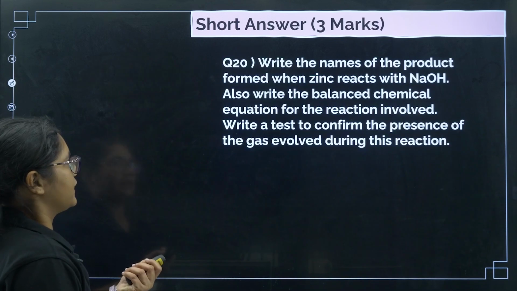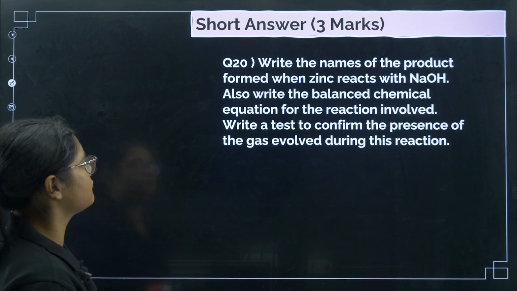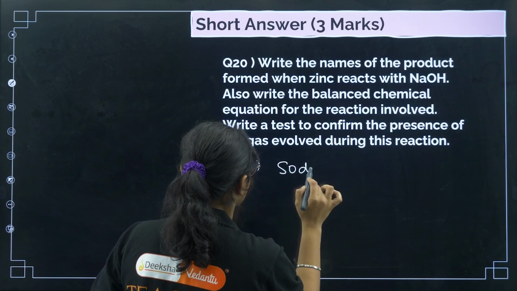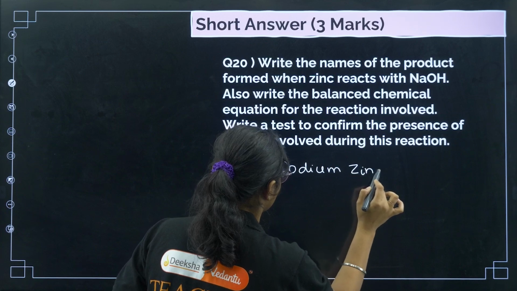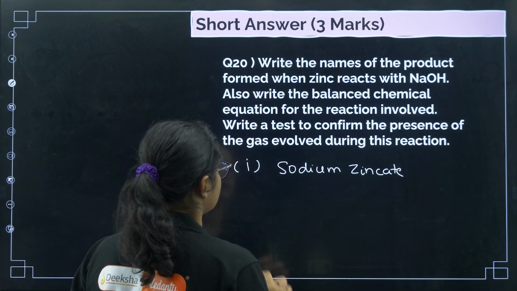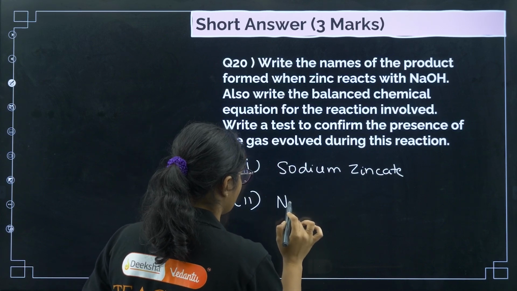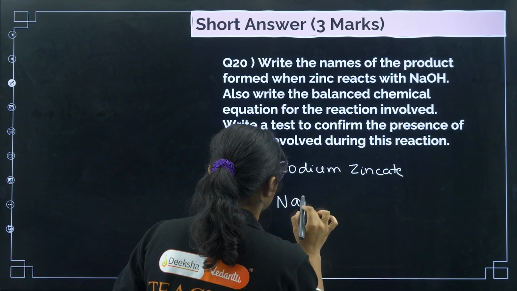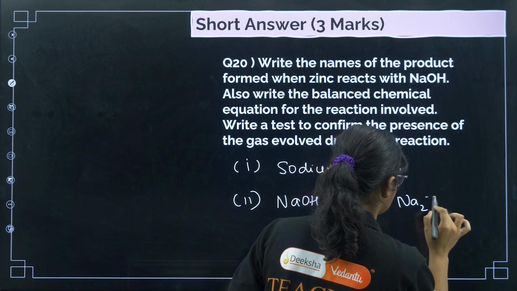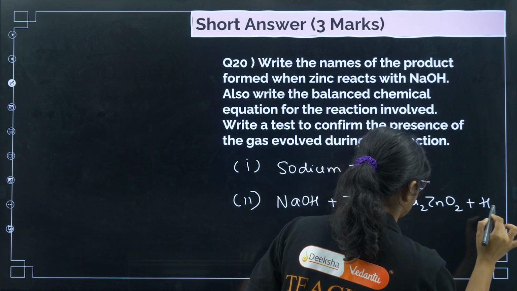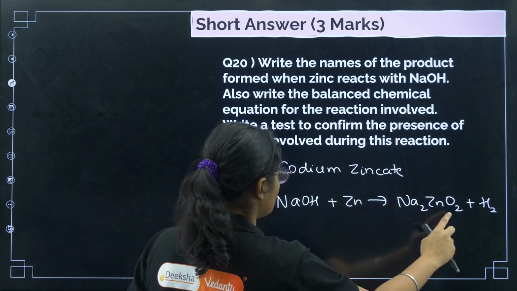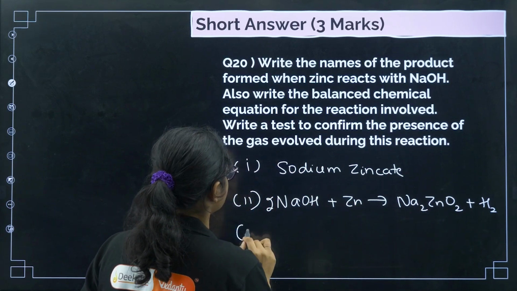Okay, last question: write the name of the product formed when zinc reacts with NaOH. So what is the name of the product? That is sodium zincate. Only the name is asked, so no need to write the formula. Okay. Next, also write the balanced equation involved for the following reaction. So if you remember, sodium zincate is formed when sodium hydroxide reacts with zinc, okay, to give you sodium zincate, that is Na2ZnO2, plus H2. Right. So if you balance this, 2Na, this is 2Na, there is one zinc, there is one zinc, 2 oxygen, 2 oxygen, 2 hydrogen, 2 hydrogen, so it is balanced.